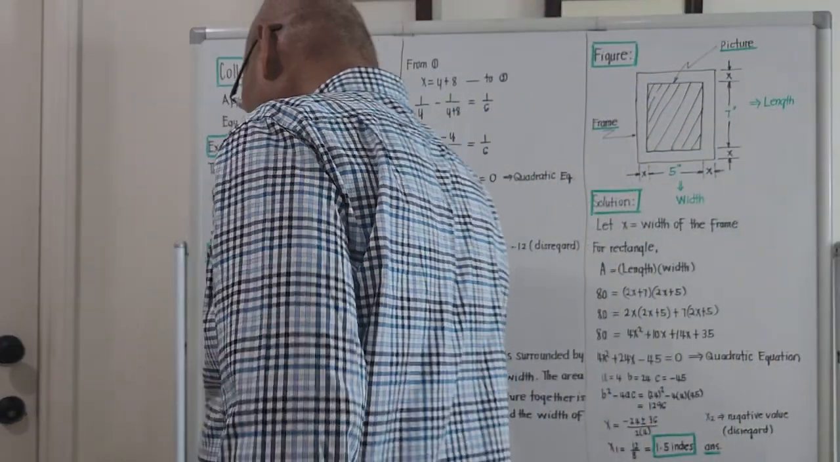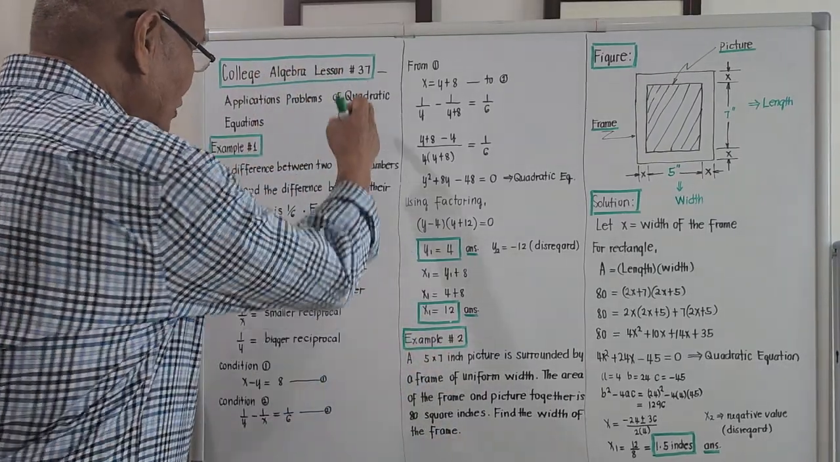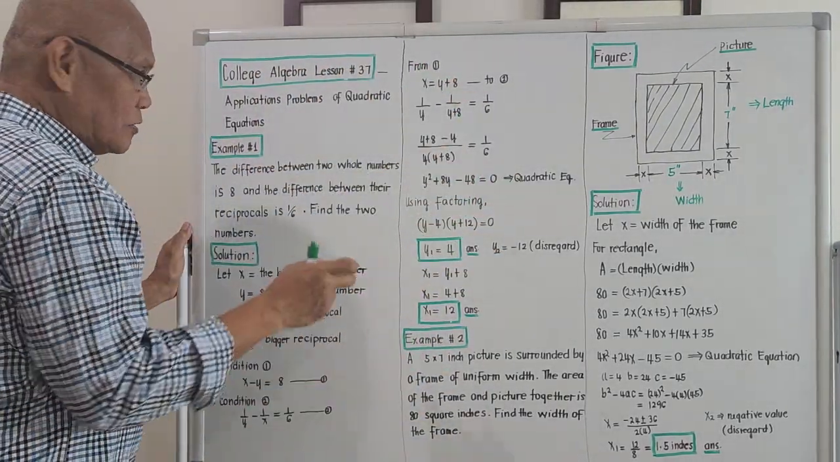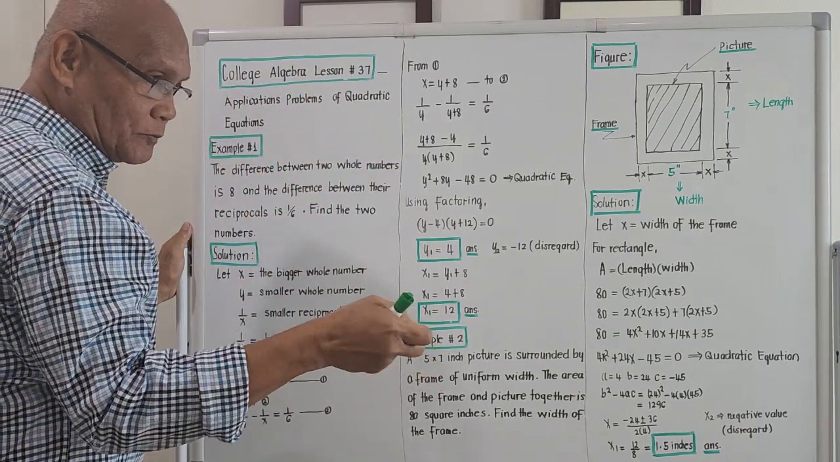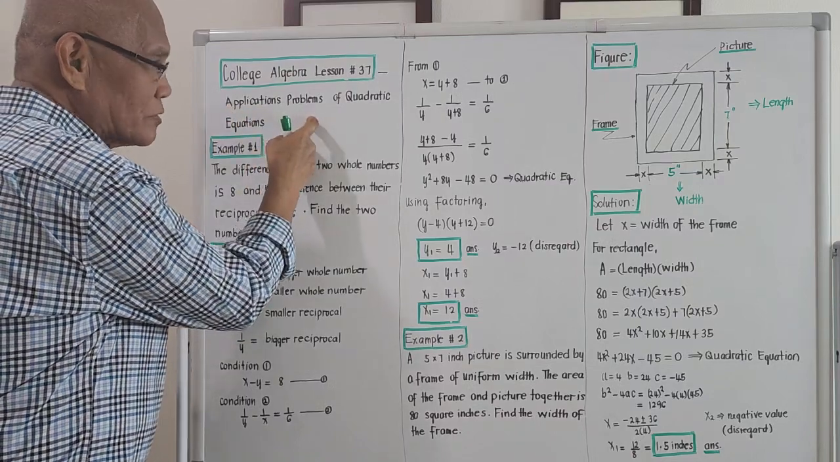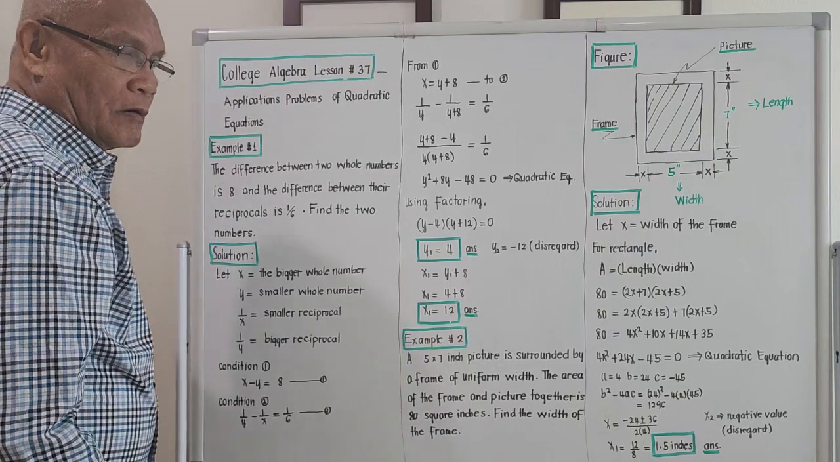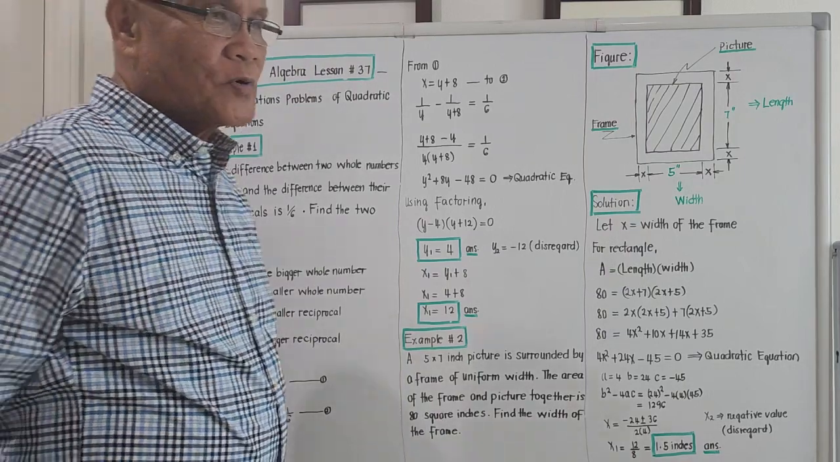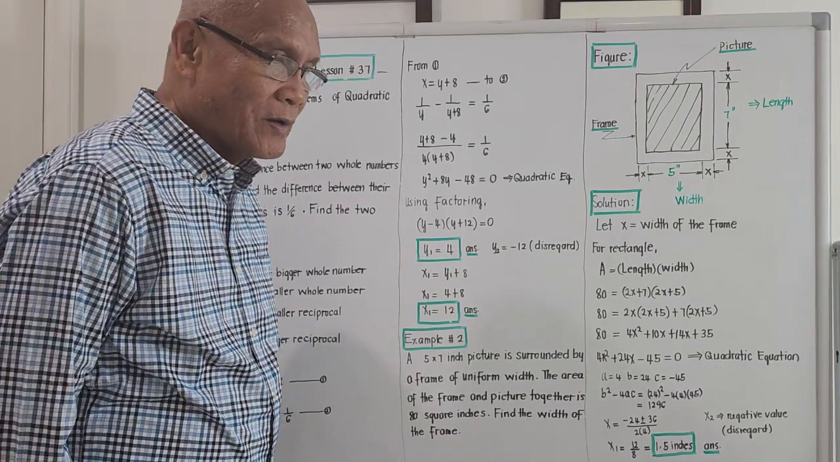Our lesson for this morning will be lesson number 37, and this is college algebra. The title of the topic for this morning will be application problems involving quadratic equations. I think this is the first time I will be solving a verbal problem on algebra.